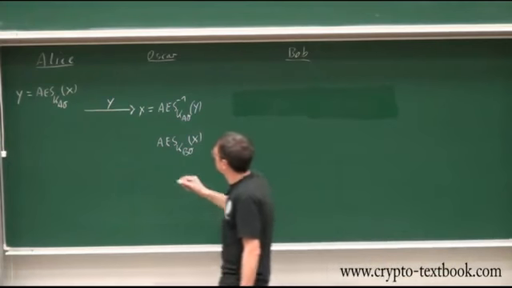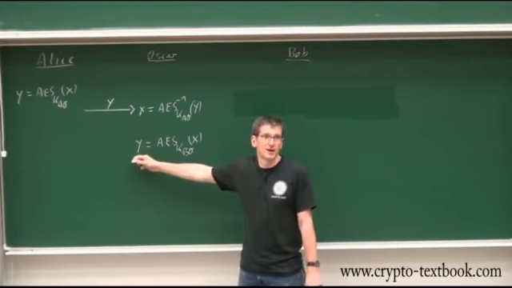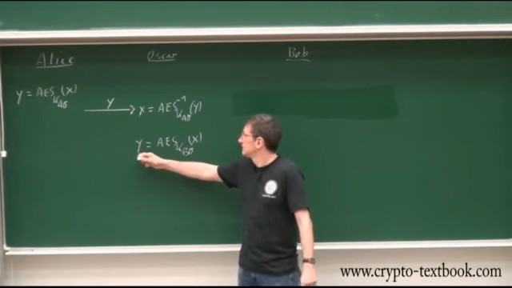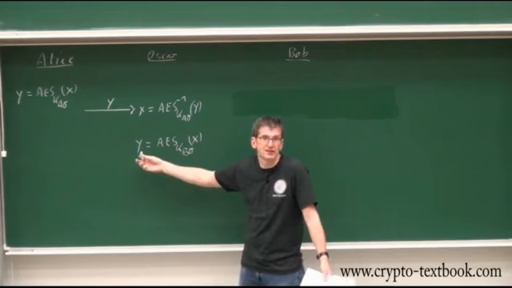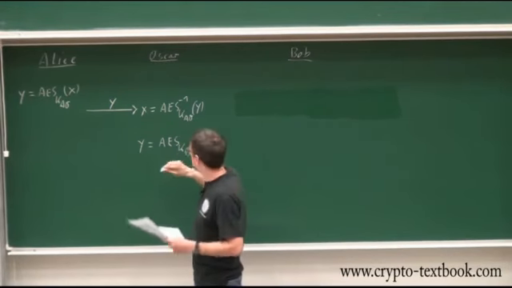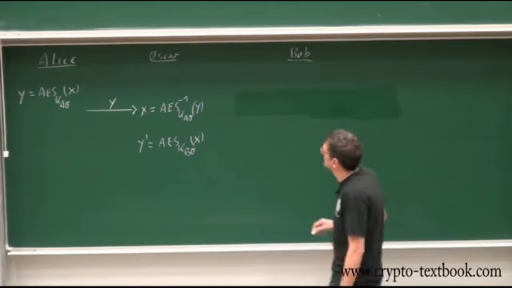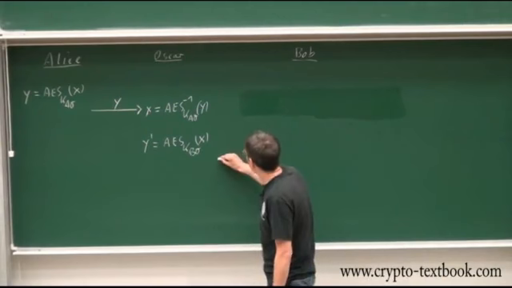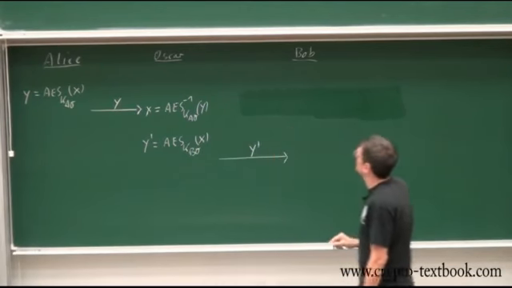And of course, we are not allowed to call that Y here. You know why? Because this Y, this ciphertext, and this ciphertext are different. They're different bit patterns. So let's call that, what did I call that? I think Y prime. So this becomes a different beast. And now he forwards Y prime to Bob.